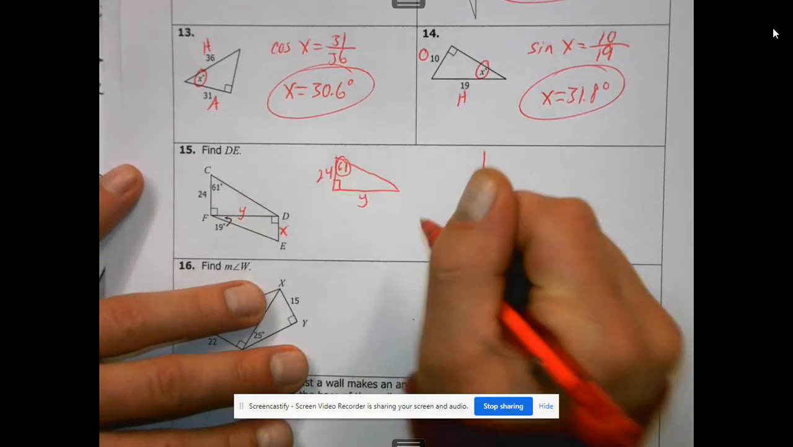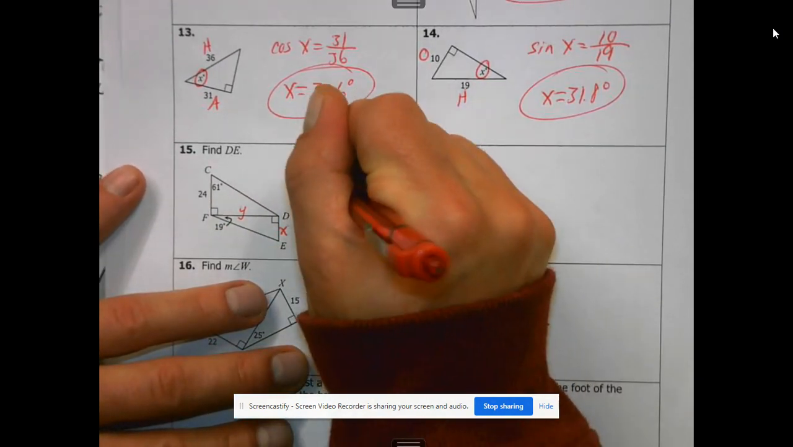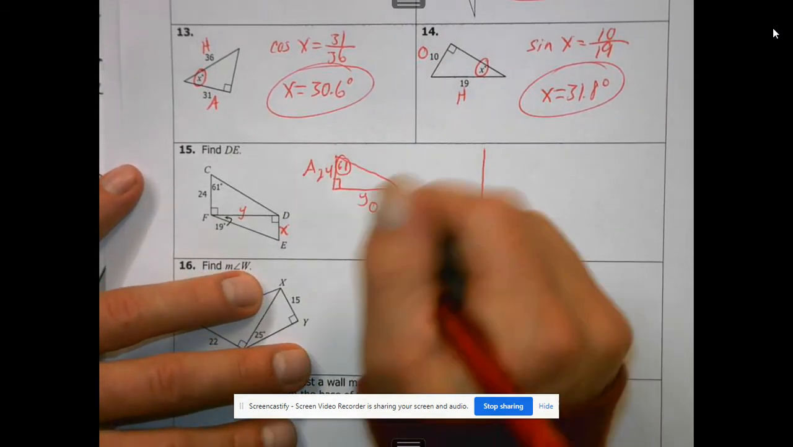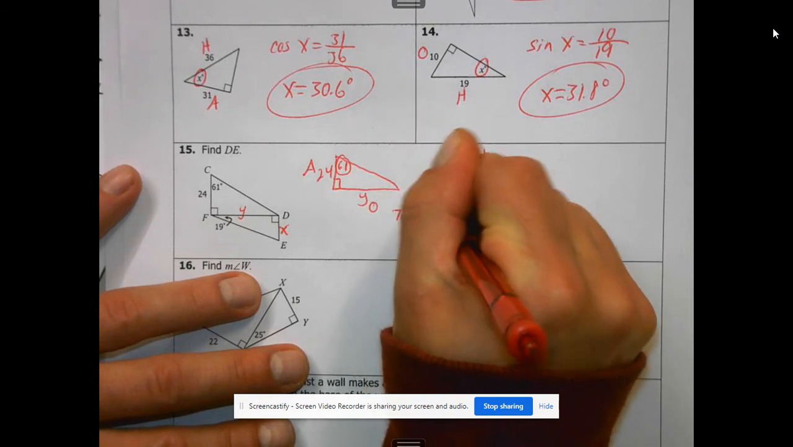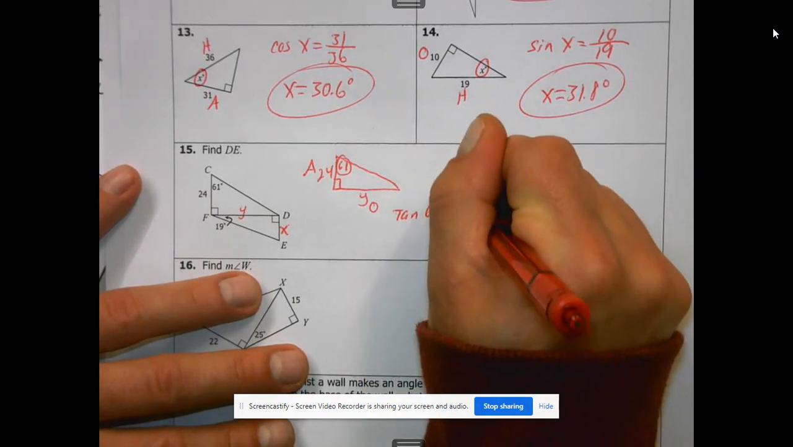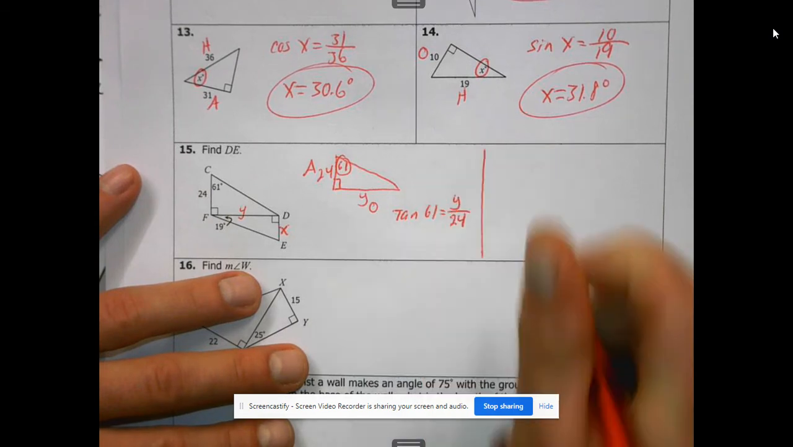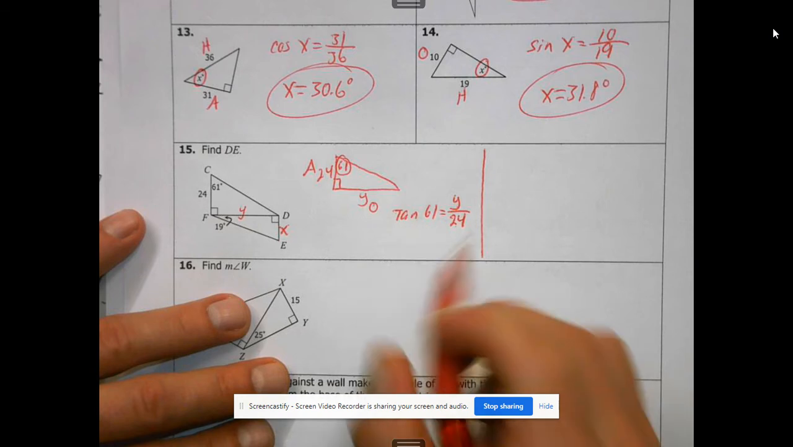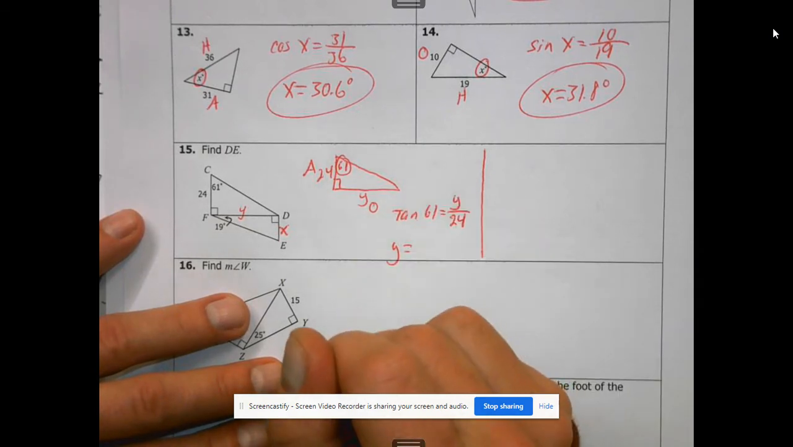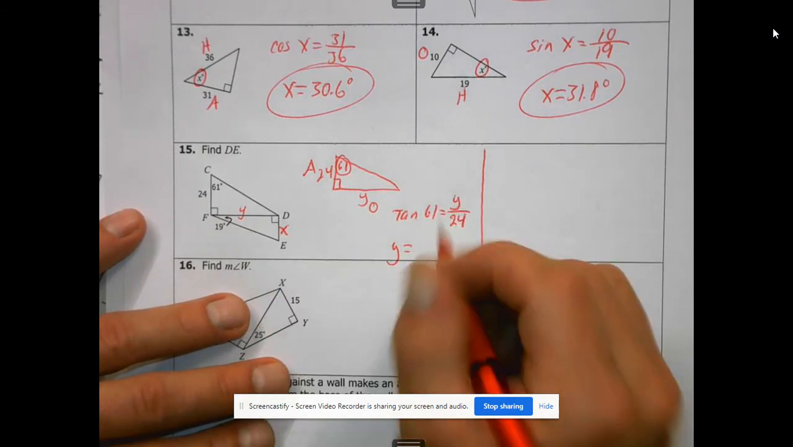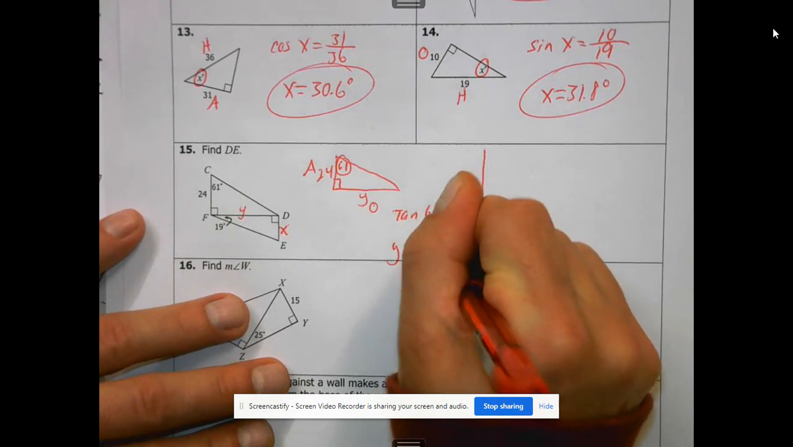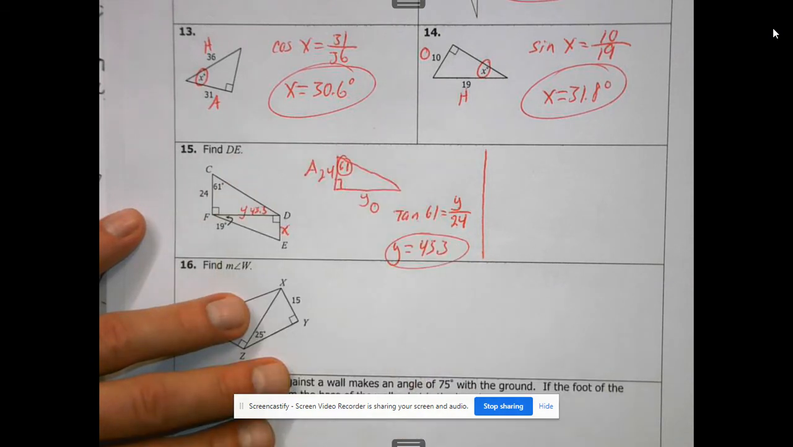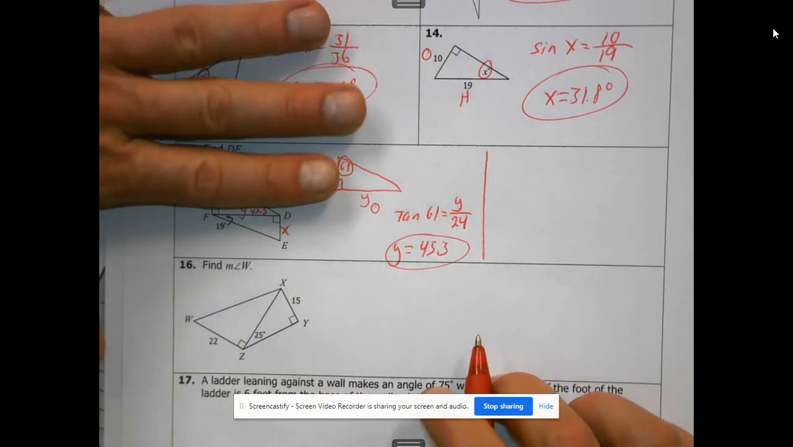Circle the angle I'm working from. The leg touching me is adjacent. Leg across the way is opposite. Means I'm going to use tangent. So tangent of 61 equals opposite y over adjacent 24. If variable's on top, we multiply. 24 times tangent 61 comes out to be 43.3. So this middle piece is 43.3.